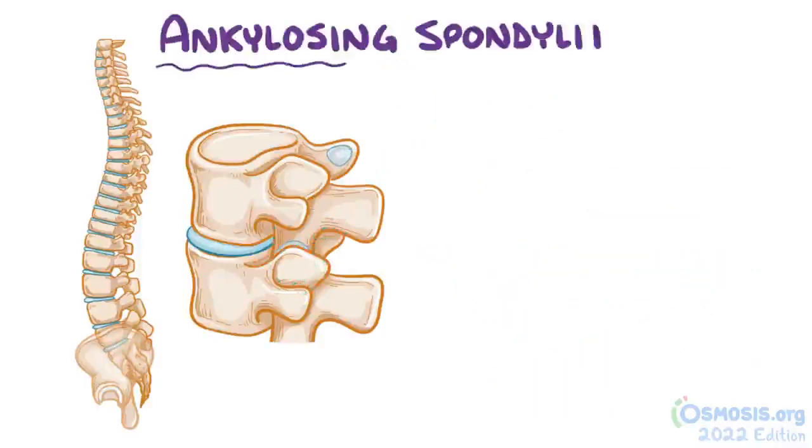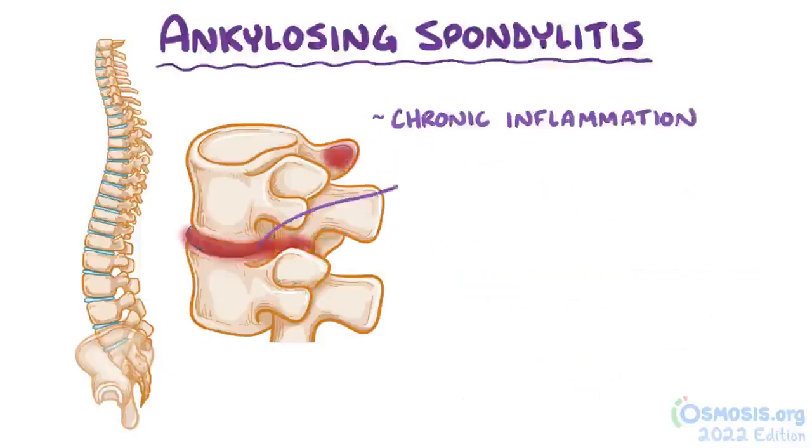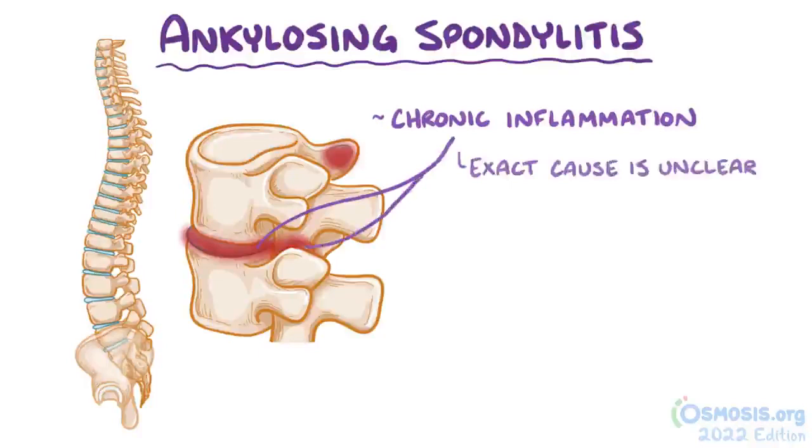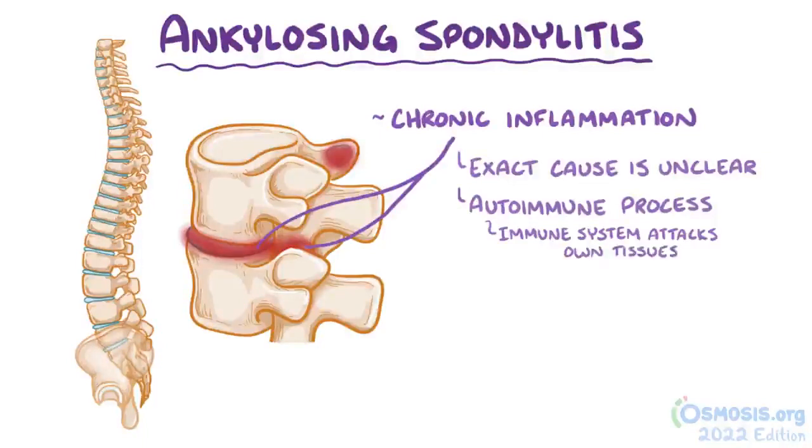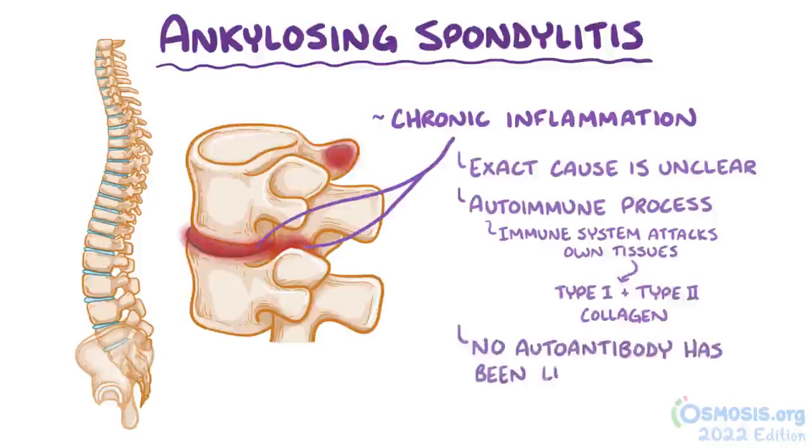In ankylosing spondylitis, there's chronic inflammation of the intervertebral joints and the facet joints of the spine. The exact cause of inflammation is unclear, but it's thought to be due to an autoimmune process, which is when the immune system attacks its own tissue. In this case, the type 1 and type 2 collagen in the joints. But unlike many other autoimmune conditions, no autoantibody has been specifically linked to the disease.